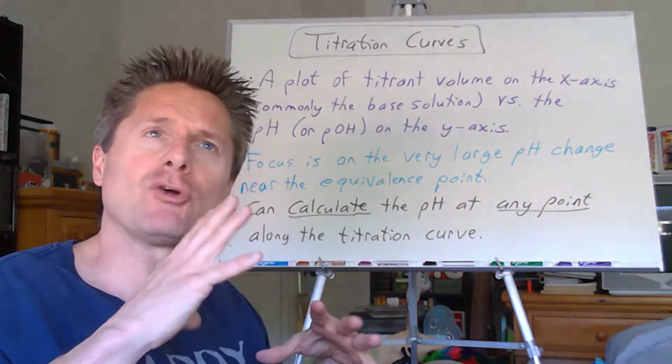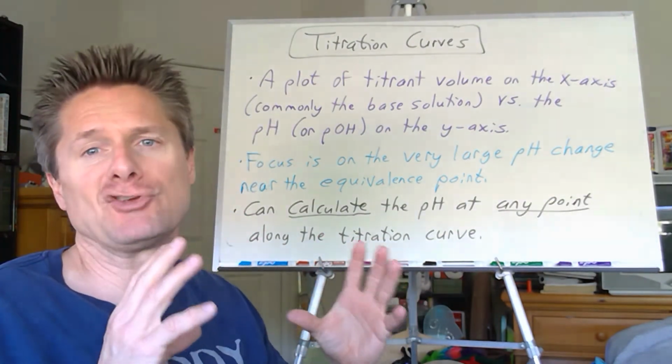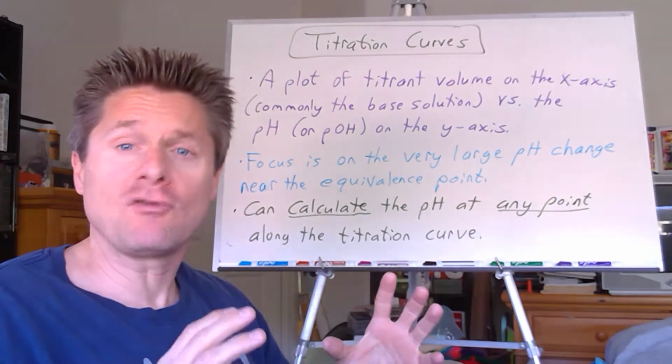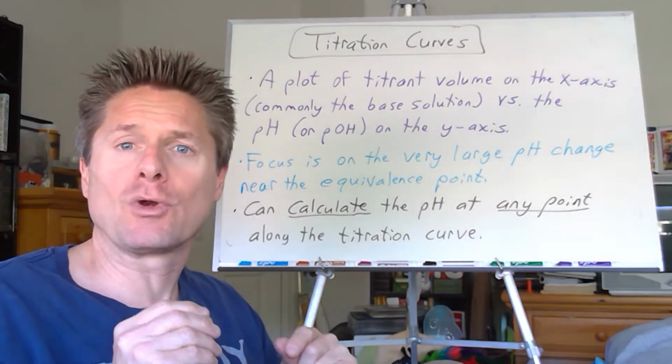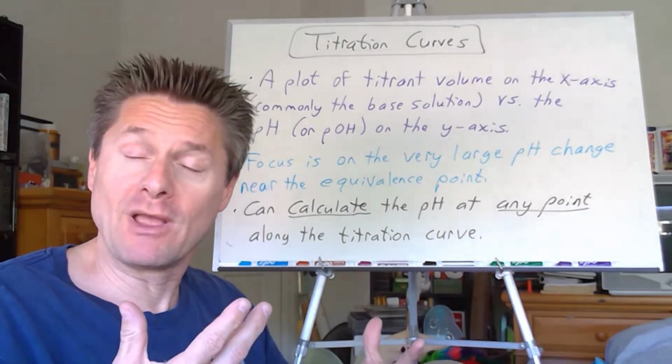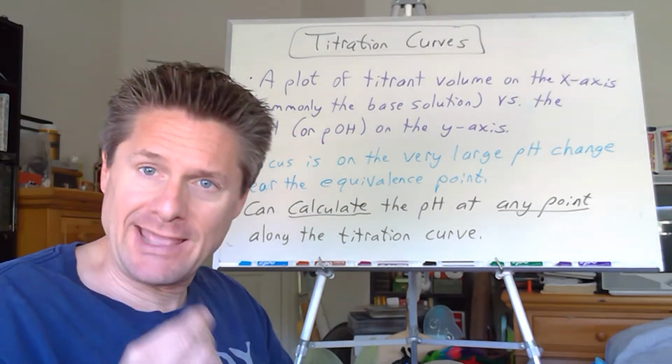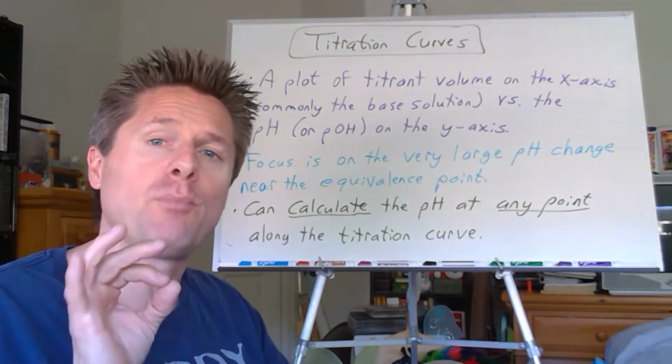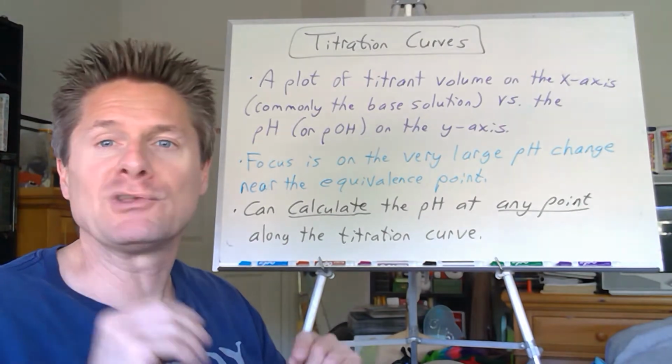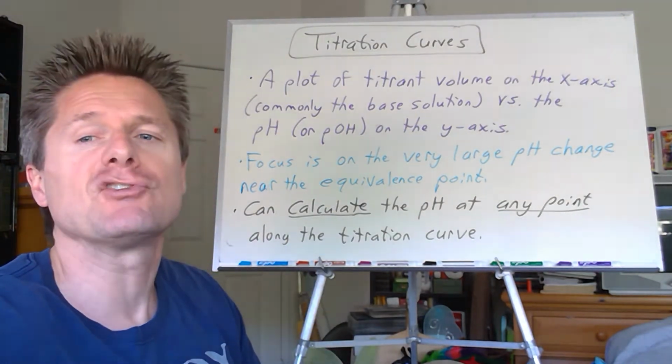So let me show you a generic titration curve and where the different regions are, and the types of calculations we're going to need to review, if you're a little rusty on them, to be able to calculate the pH at those points. So what exists in those particular areas. So let's draw a titration curve next.